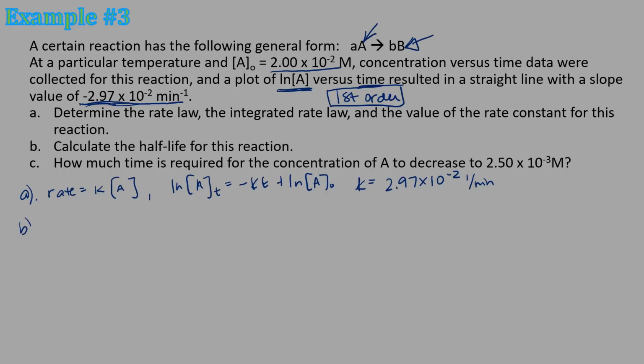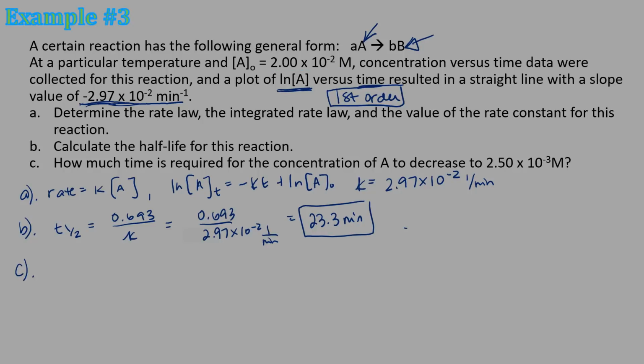The half-life of the reaction is going to be 0.693 divided by K. So if I plug in my K value, 0.693 divided by 2.97 times 10 to the negative 2 inverse minutes, that is equal to 23.3 minutes. Okay, that minutes, because you're dividing by a fraction, remember fractions get flipped. So minutes comes up to the numerator.